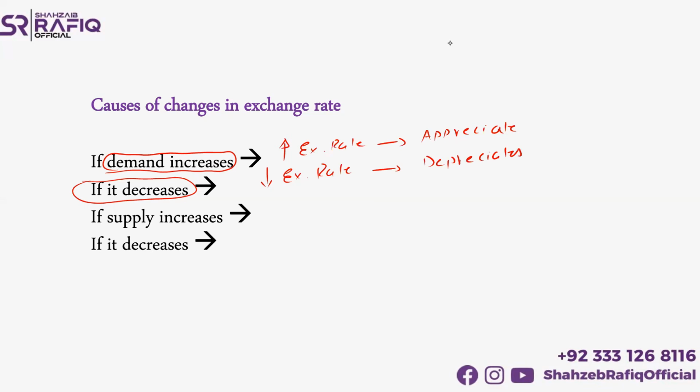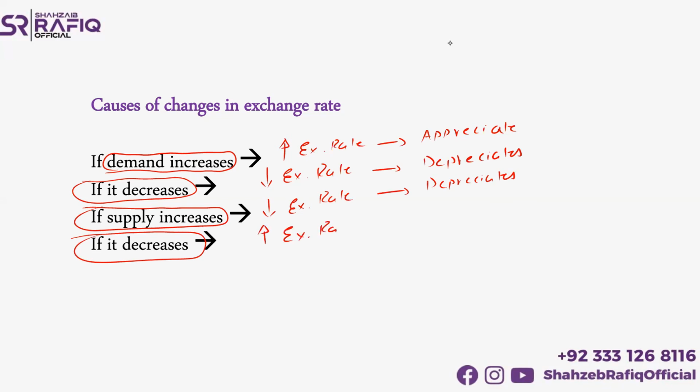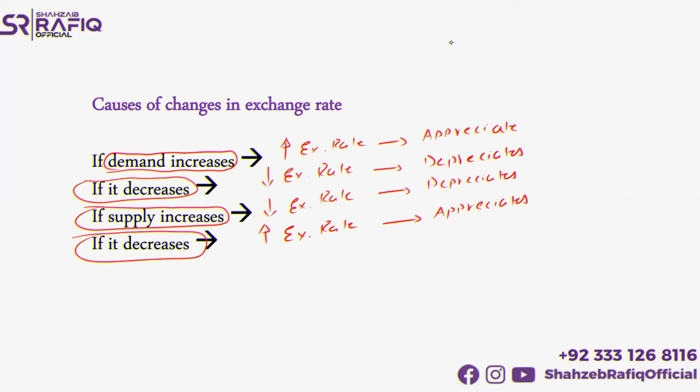Whereas if the supply of the currency increases, the exchange rate will fall, which means the currency depreciates. And when the supply of the currency decreases, the exchange rate will increase, which means the currency appreciates. So these are the causes of the changes in the exchange rate.